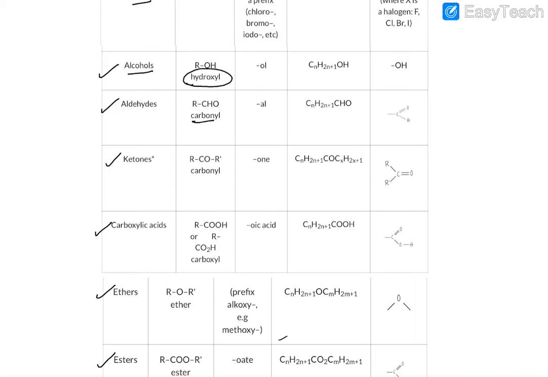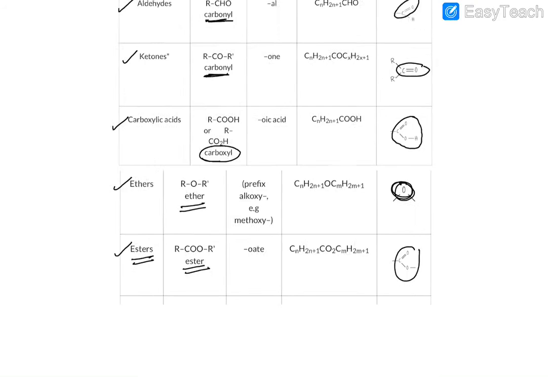Aldehydes and ketones, they are carbonyl. They contain the carbonyl functional group. So whenever you have that C double bond O and then the C is bonded to something else, this is the carbonyl functional group. Carboxylic acid, where you have the COOH, this is the carboxyl functional group. Ethers, it's called ether itself, so you just have the O. Esters, it's called the ester functional group itself. So this is when you have COO here, like that.